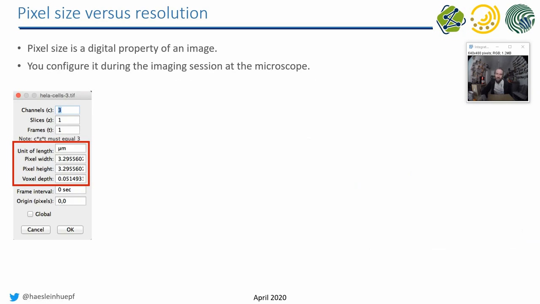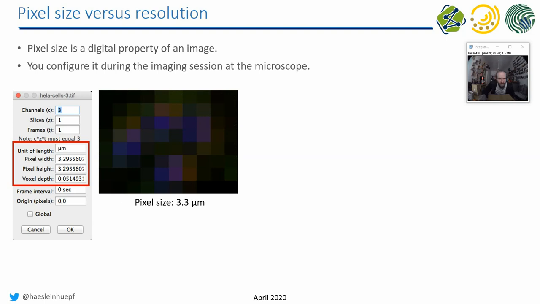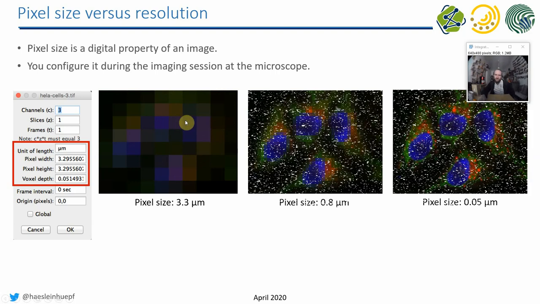And every pixel has a pixel size. So for example, a pixel width and a pixel height. And this is a property you set up during the imaging session at the microscope. So let's look at this image. I hope you can see that. We have here a pixel size of 3 microns, and we can see that there are some bluish pixels here.